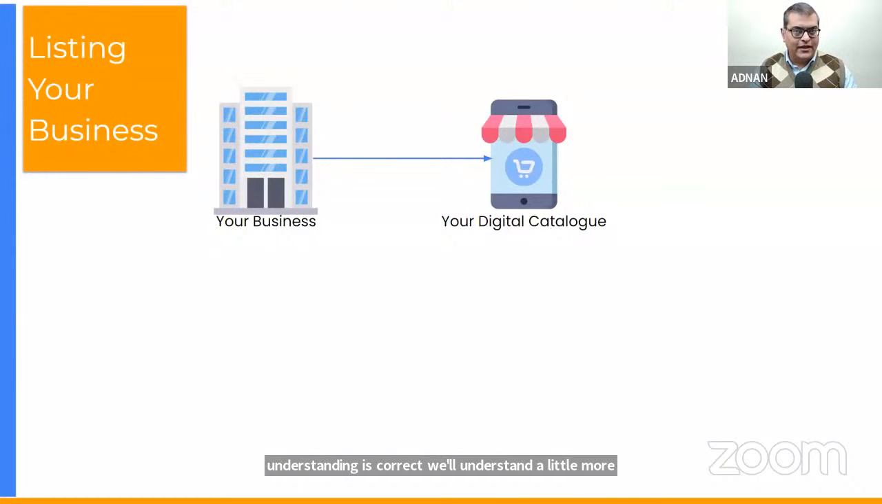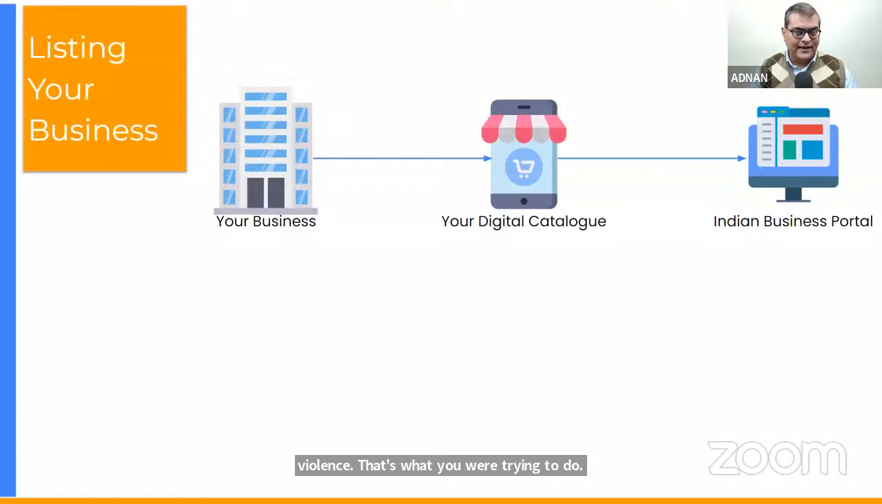So once you have created your digital catalog, what next? You were trying to get onto Indian Business Portal so that you can connect with international buyers, right? So you can receive leads or inquiries from international buyers. That's what you were trying to do. So for that, you created your digital catalog. Now that digital catalog gets linked with Indian Business Portal, and so you have visibility and a presence on Indian Business Portal. That's how you are going to join.